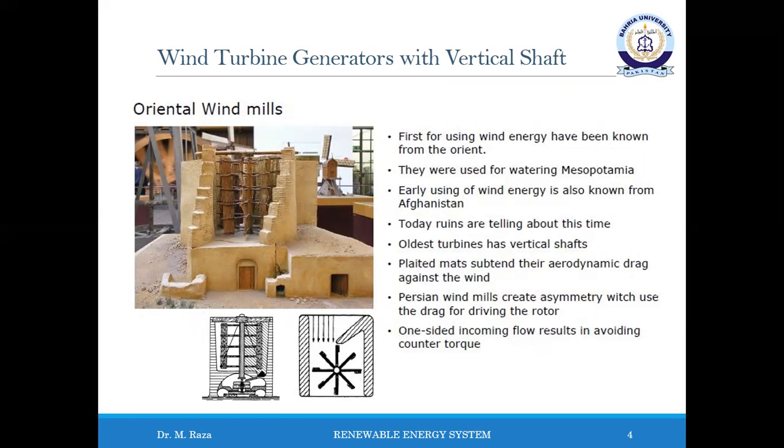The world's oldest windmills had a vertical axis of rotation. Braided mats were attached to the axis. The mats caused drag forces and therefore were taken along with the wind. In the Persian windmill, an asymmetry was created by screening half the rotor with a wall, such as shown over here. This way, the drag forces could be utilized for driving the rotor.